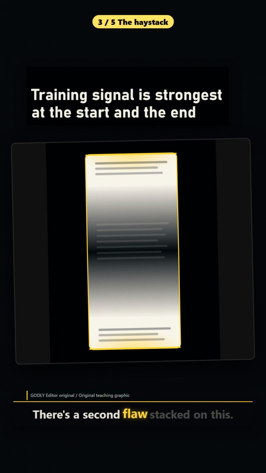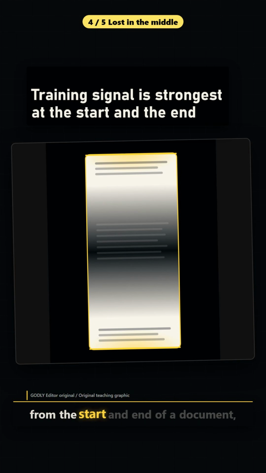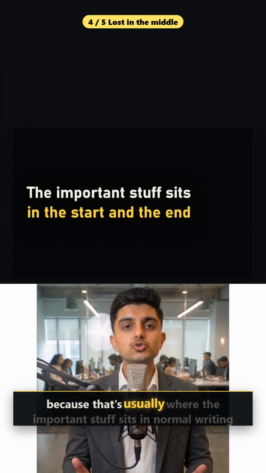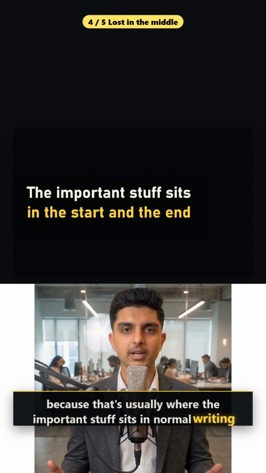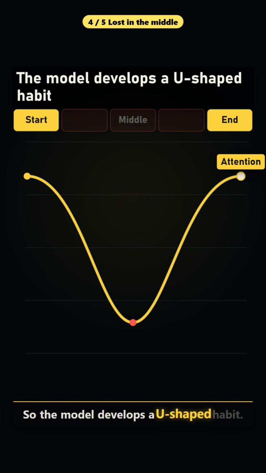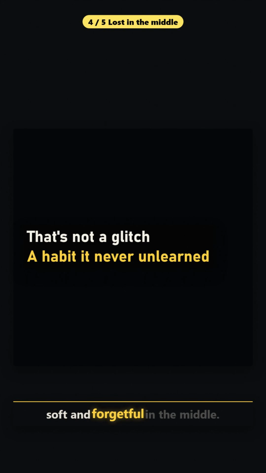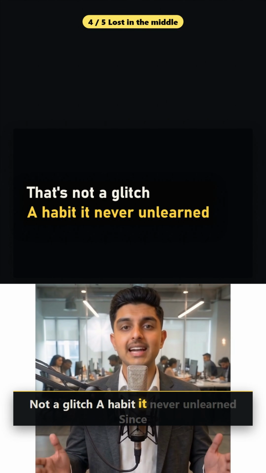There's a second flaw stacked on this. During training, models get the clearest signal from the start and end of a document, because that's usually where the important stuff sits in normal writing. The middle teaches it less. So the model develops a U-shaped habit. Strong grip at the start, strong grip at the end, soft and forgetful in the middle. That's lost in the middle, not a glitch, a habit it never unlearned.